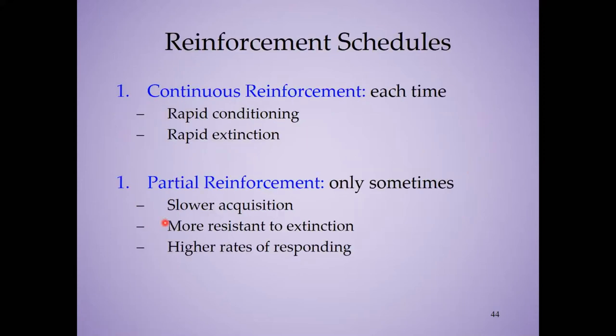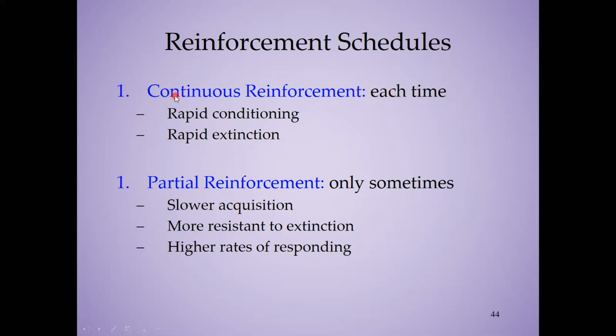Okay, so moving on. Reinforcement schedules. At the most basic level, you have continuous versus partial reinforcement. Continuous reinforcement occurs every time the behavior is exhibited. So every time the rat presses the lever, it gets a pellet of food. That's continuous reinforcement. Or every time you flip the light switch, the light comes on.